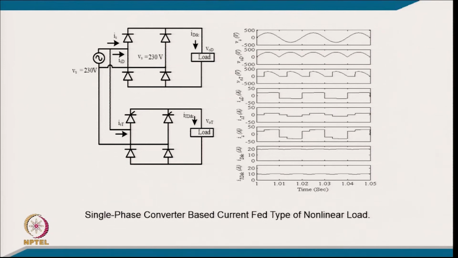So, you can see this kind of load where both are connected. One is a diode rectifier with constant current, another is a thyristor converter with constant current, and you can see typically what the output voltage of the diode rectifier is, what the current of the diode rectifier is, what the semi converter current is, and what the total current is.